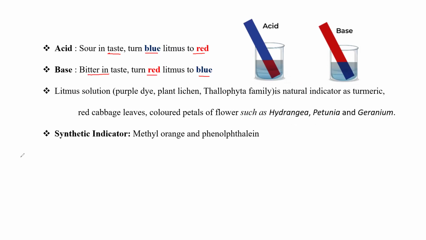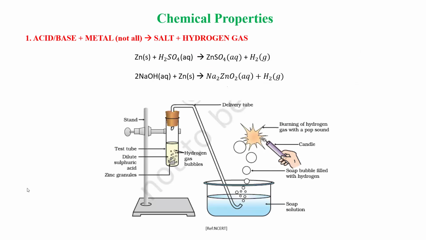Next, we have the chemical properties of acids and bases, how they react with different substances and reactants. First, when an acid reacts with a metal, not with all metals, since some metals are exceptions, the products are a salt and hydrogen gas. In the experiment setup, we have zinc with dilute sulfuric acid. After the reaction, hydrogen gas is evolved.